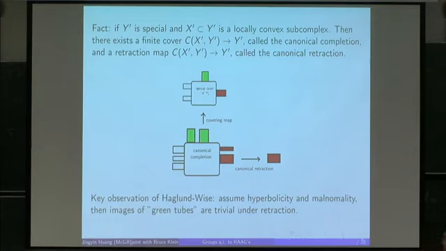It's usually very hard to go from upstairs to downstairs. If you have some assumption downstairs, you can just pull back. But this is the other direction. It's actually pretty hard. Okay, so this is basically the strategy of Hagen and Wise. What we want here is a retraction, and we want control of the image of the retraction.